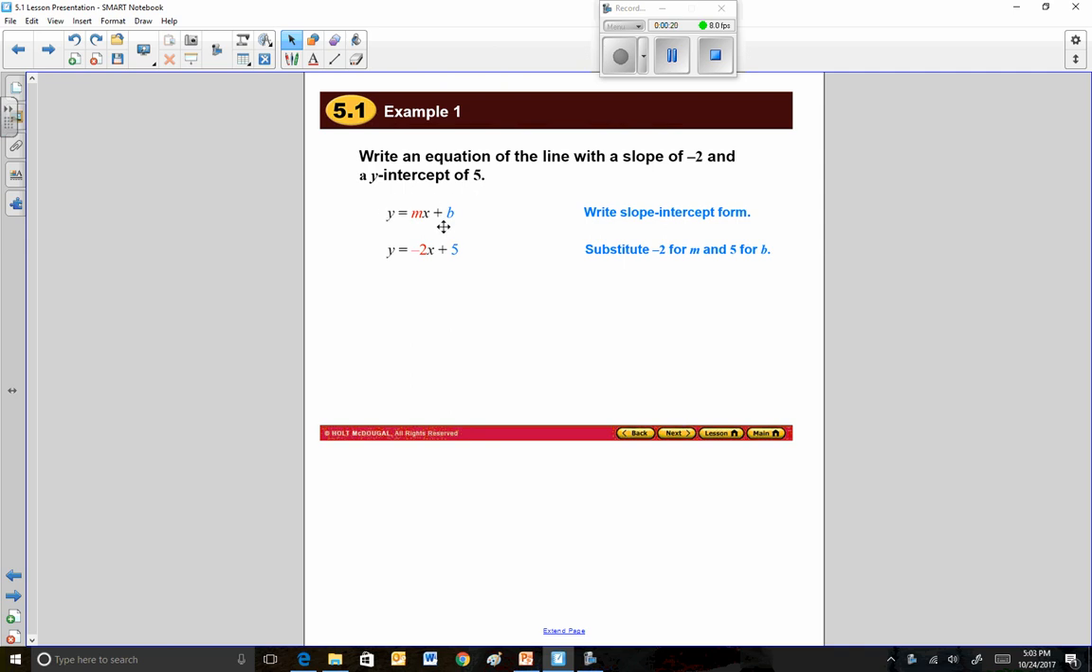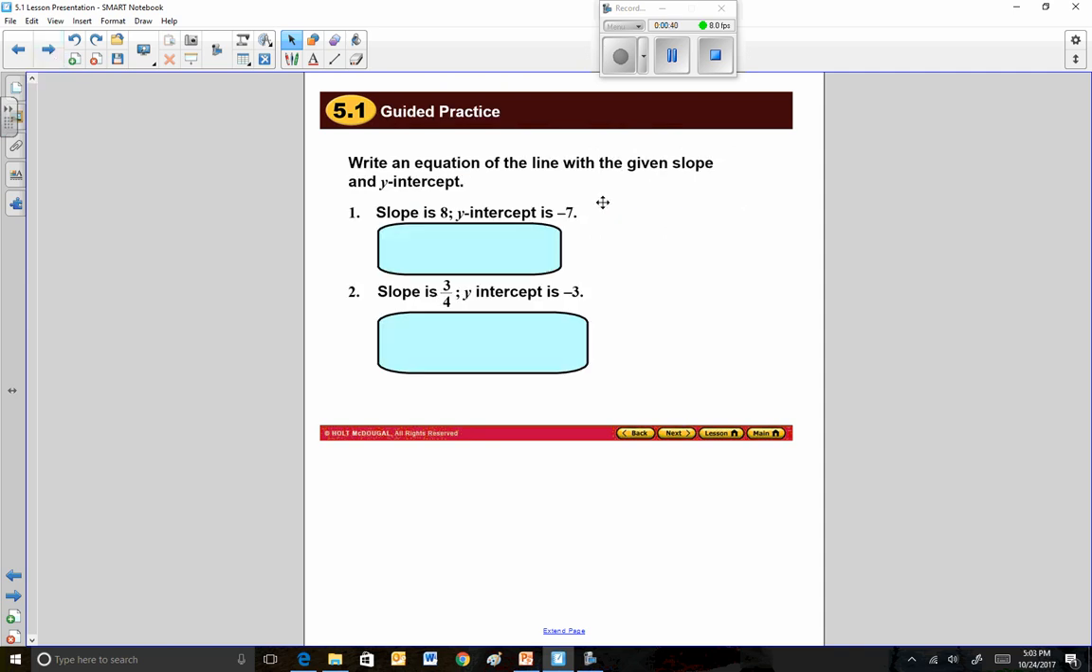Well, you have slope-intercept form. Take the slope of -2 and place it right in for the m. Take the y-intercept of 5 and place it right in for the b, and voila. You have slope-intercept form with a slope of -2 and a y-intercept of 5. Easy enough? All right then. Pause your video and give it a try.